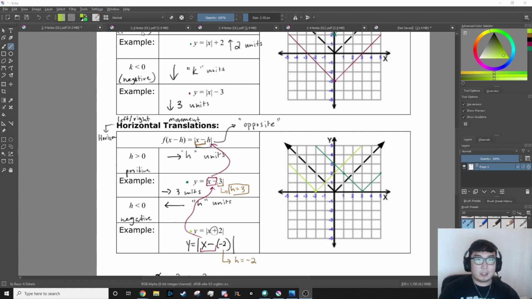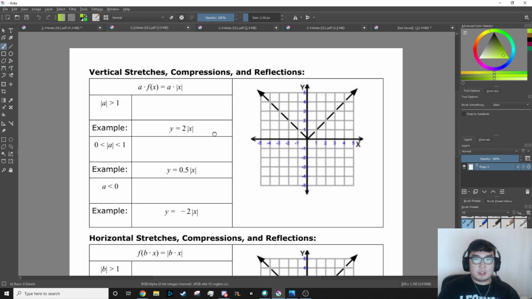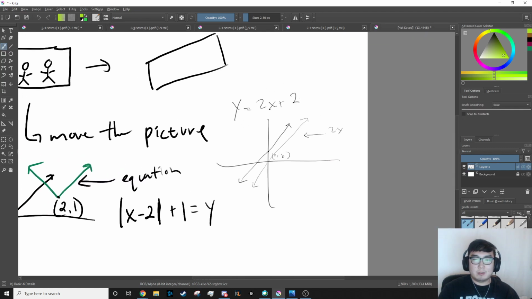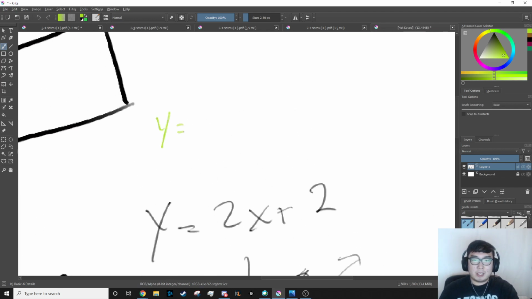So pretty good so far. And now we have some stretches, compressions, and reflections. And this is also known as your slope. So when I come back to here, you know that it is y equals mx plus b. And this m right here, that is talking about slope.